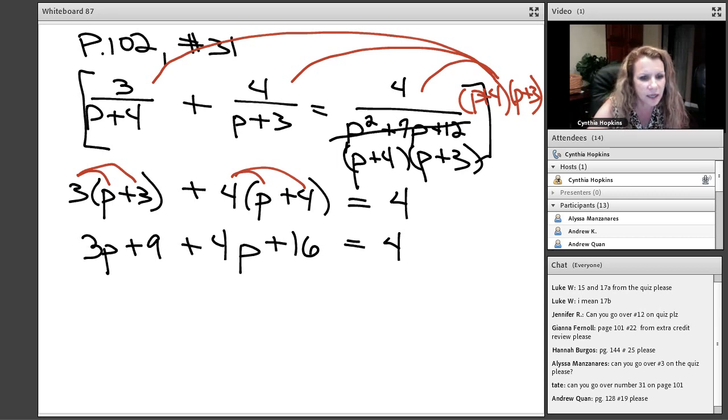My p's add up to 7p. On the left side, the constants add up to 25, and when I subtract 25, then I get negative 21. Divide by 7, and I get negative 3 for my p.